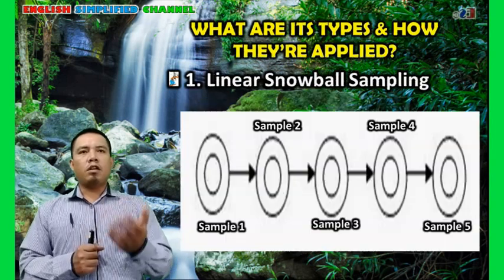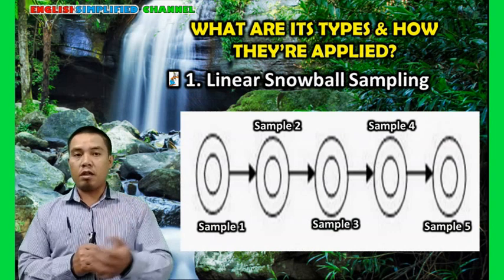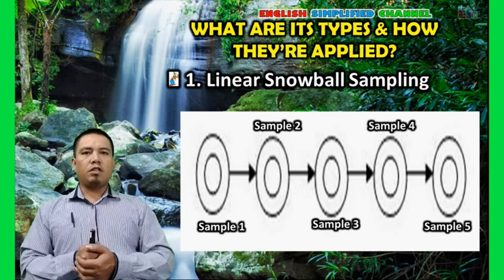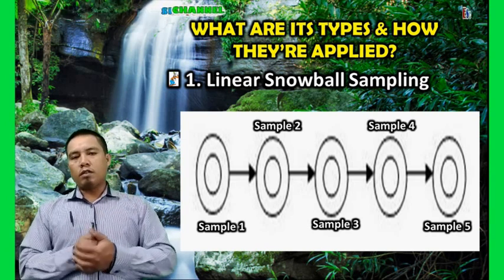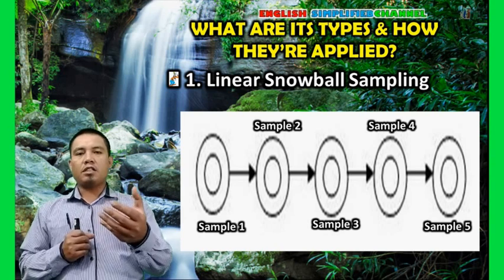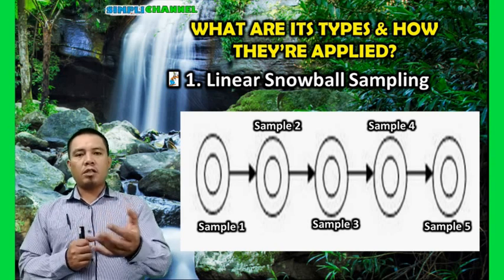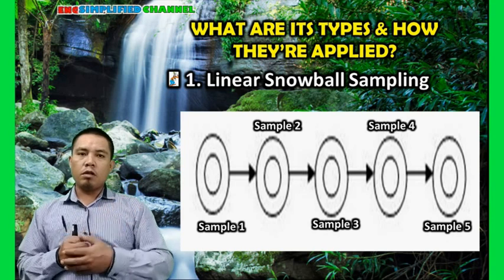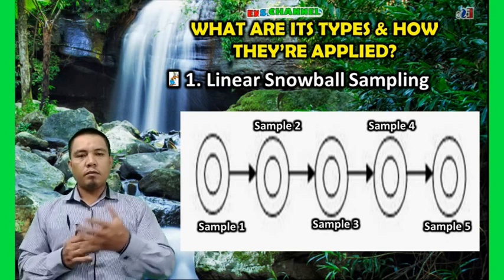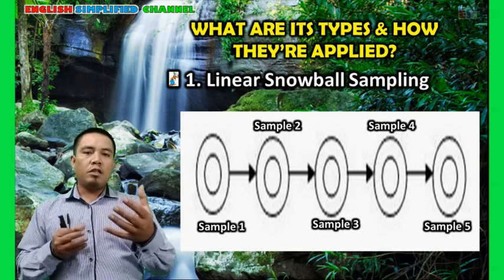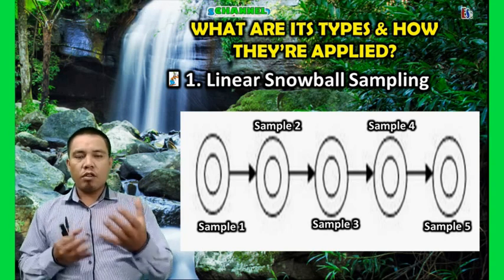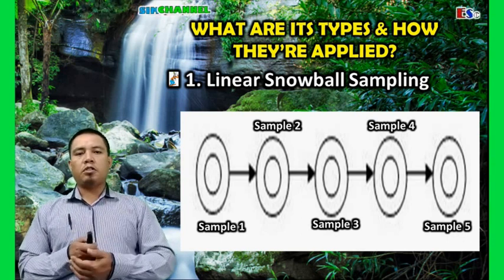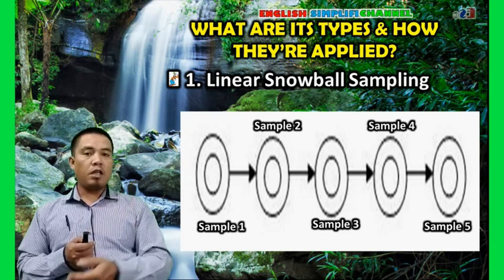What are its types and how are they applied? There are three types of this sampling technique. The first one is linear snowball sampling, as you can see in the image. The first sample gets the second sample, and the second sample leads you or gives you the information about the third sample, and so on until you get the data and you think that it is enough to answer your research question. That is the first type of this sampling technique.